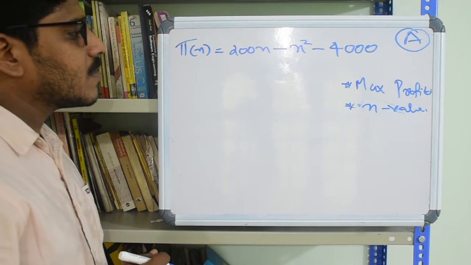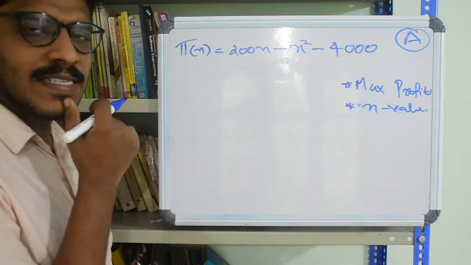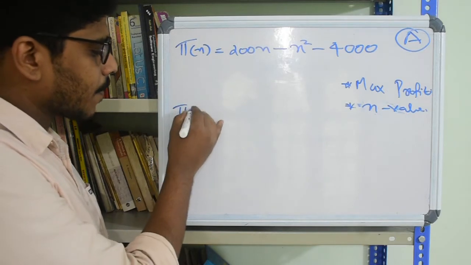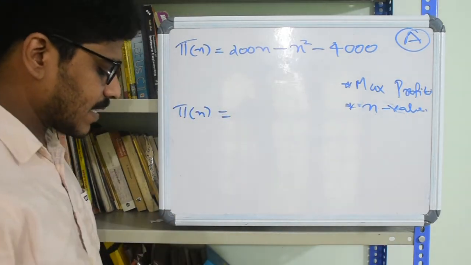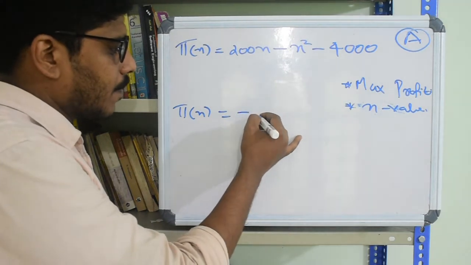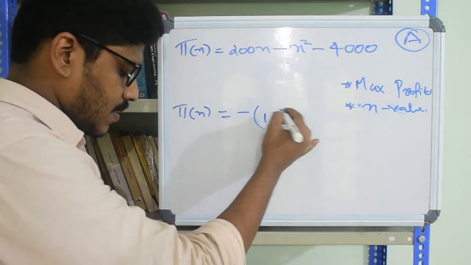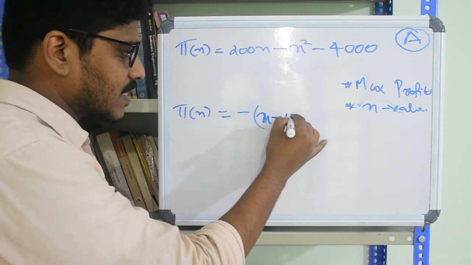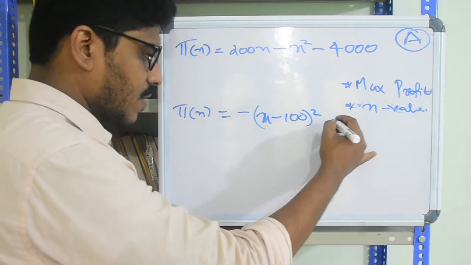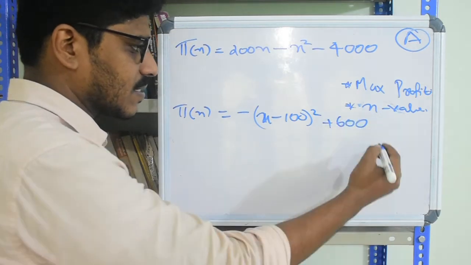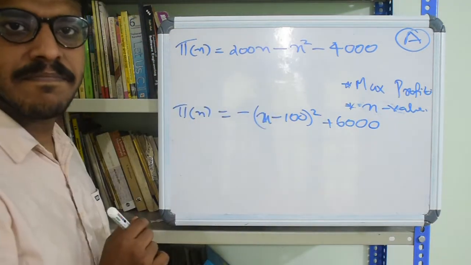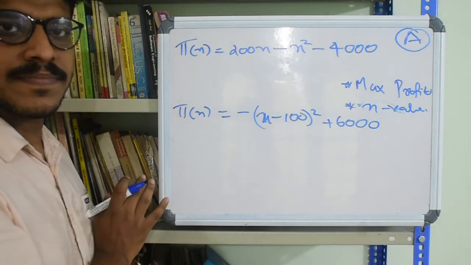So look at the quadratic function given, and let's try to rewrite this as pi of x equal to minus of x minus 100 whole squared plus 6000. Are they the same?